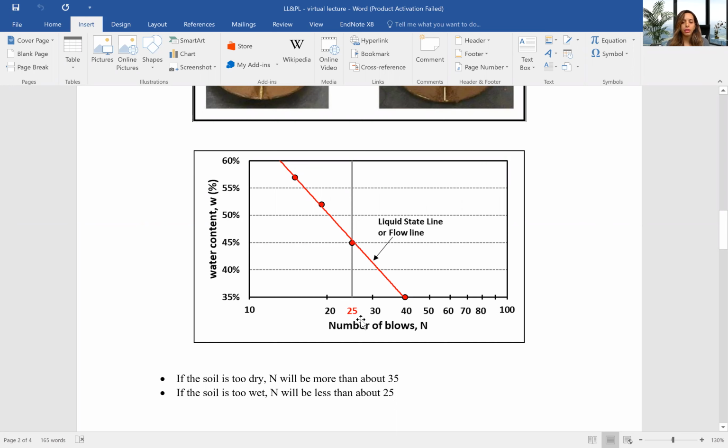So if I asked you in the quiz or exam how you can find the liquid limit, you explain the Casagrande cup, you explain how we perform the test, and then you explain that you draw the water content versus number of blows in a semi-log curve, and then the moisture content corresponding to number of blows equal to 25 is going to give you the liquid limit.